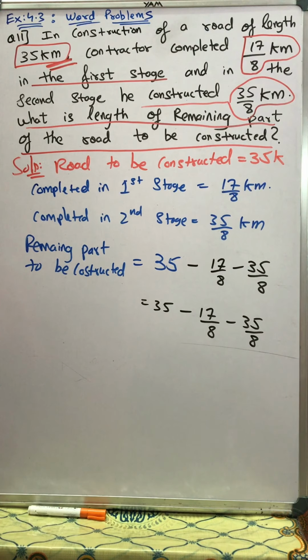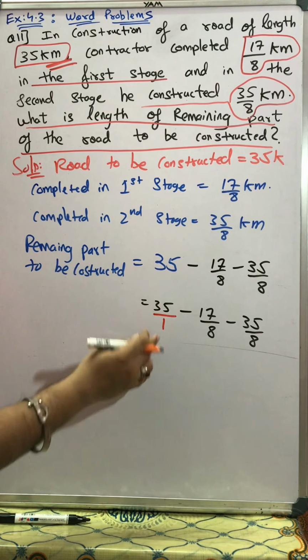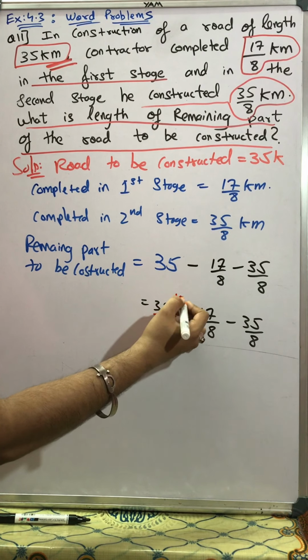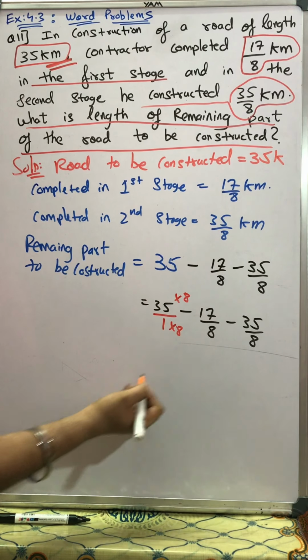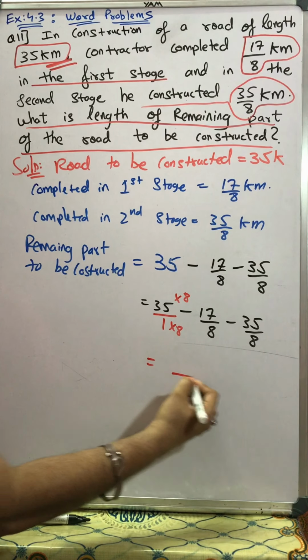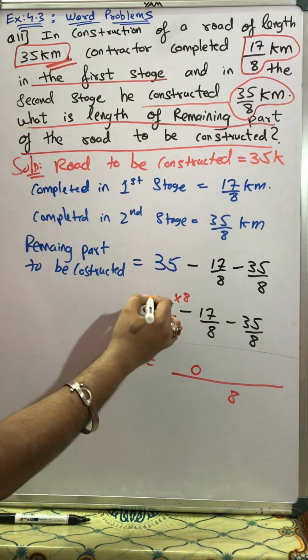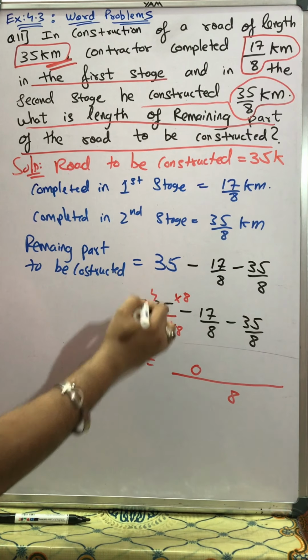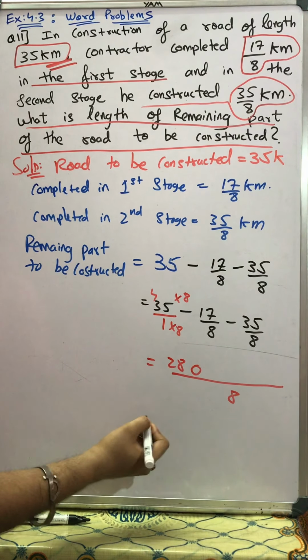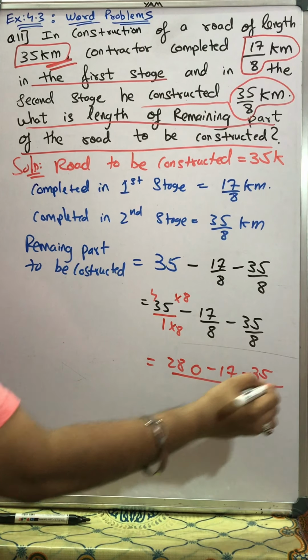There are various methods. As you are comfortable, you can proceed. According to me, the best method: where there is no denominator, there is always a 1. Here it is 1. I will multiply numerator with 8 and denominator with 8. The idea is just to make all the denominators the same. So I'll write 8 over here. 8 fives are 40, carry over 4. 8 threes are 24, 24 plus 4 is 28. So 280 minus 17 minus 35.